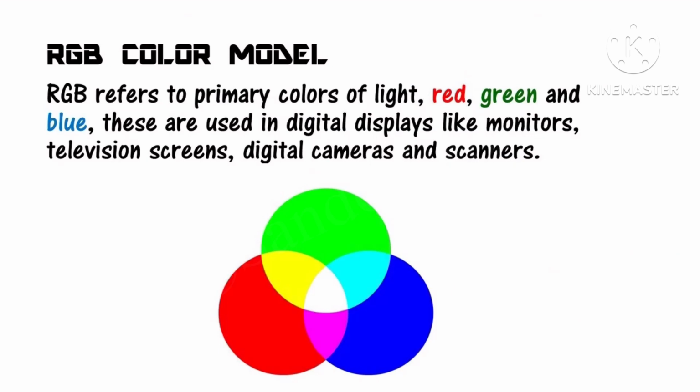Next we have the RGB color model. RGB stands for red, green and blue. These are used in digital displays like monitors, television screens, digital cameras and scanners, etc. Means whatever digital displays we have, we always use the RGB color model. And they are not used in printing media. It's because whenever we print with the RGB color model on a printer, we don't get the same colors which we see on a display. They are a little bit different.